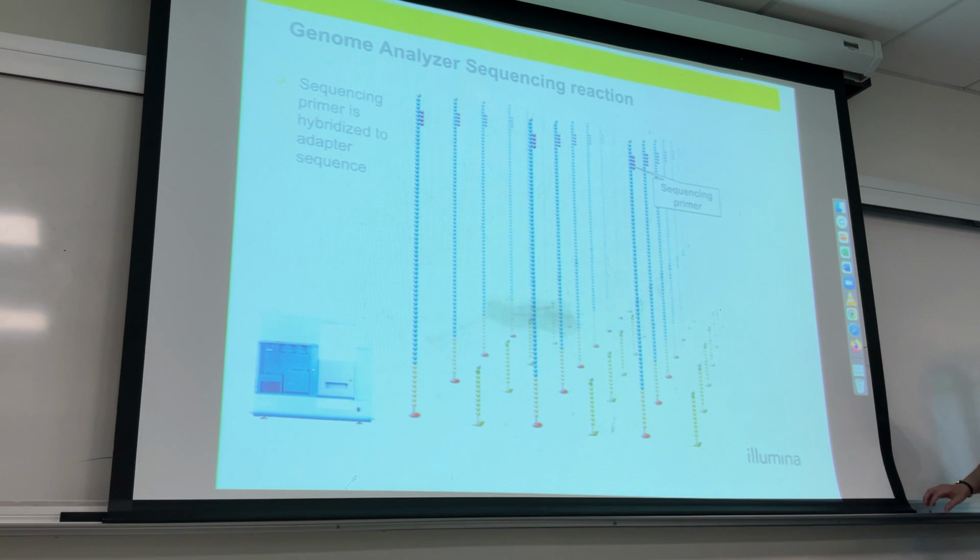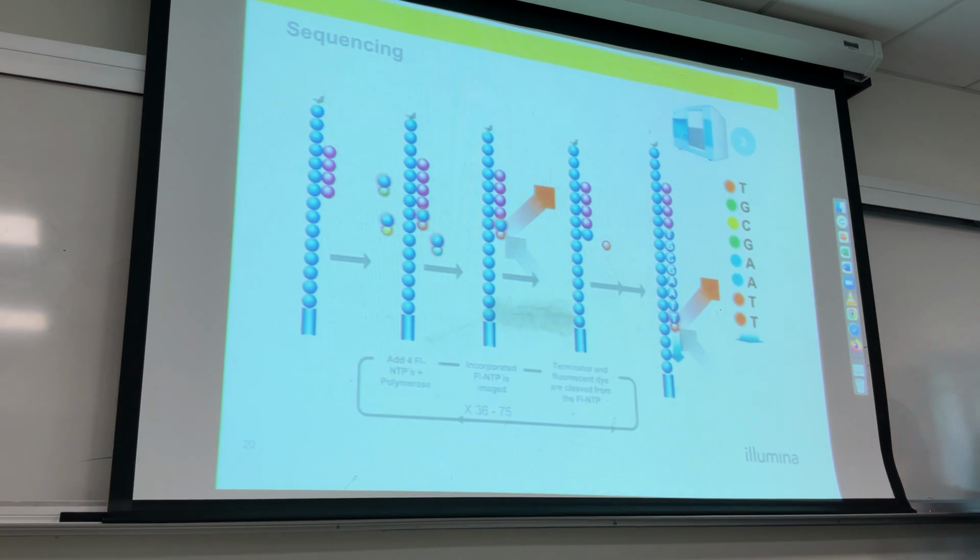Now, the strong point is every single one of these is exactly the same sequence. So you're not trying to sequence multiple different things in a small area. Everything in one of those tiny little dot areas is exactly the same sequence. So what happens in this pseudo Sanger dideoxy sequencing is that you have the sequencing primer binding, and if this is an A right here, you need to add a T to it. So the polymerase adds a T right here.